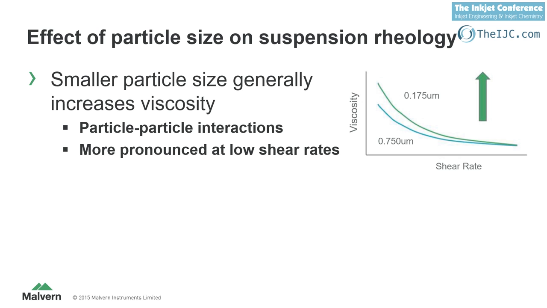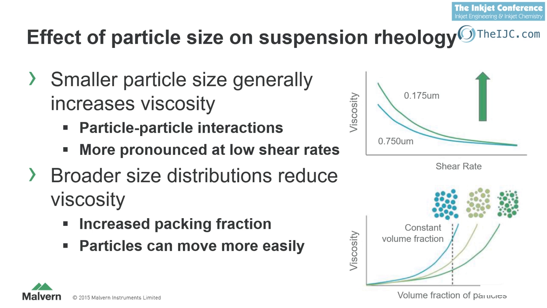We can also use the particle size distribution to control the suspension rheology. So for a given packing, for a given volume density, so if you add a certain amount of material into the suspension, the width of the distribution will have an effect on the suspension rheology. So the broader the distribution, the greater the range of particle sizes you have, the lower the viscosity. So we can have a broad size distribution to reduce the viscosity.